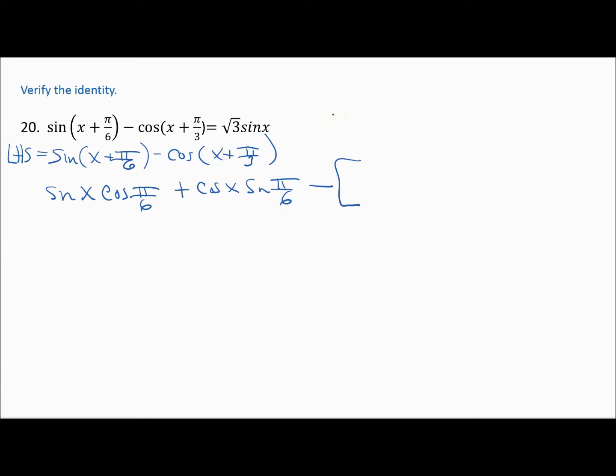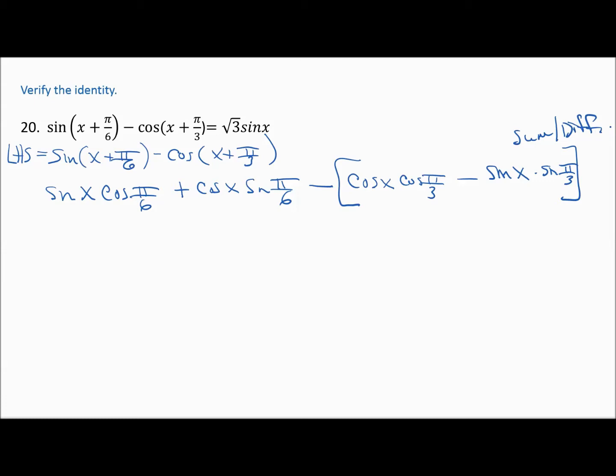Now cosine is the one that doesn't alternate, but the operation changes. So cosine is cosine of the first angle, cosine of the second angle, and then again the operation changes to minus, and then sine of the first angle times the sine of the second angle. Okay, so that's the sum difference formulas.